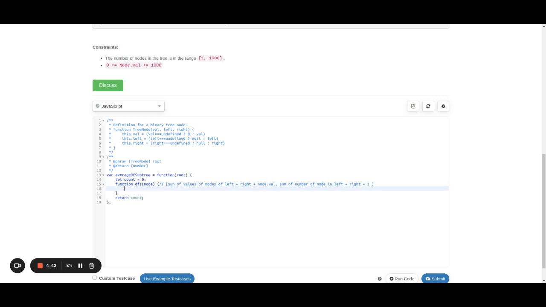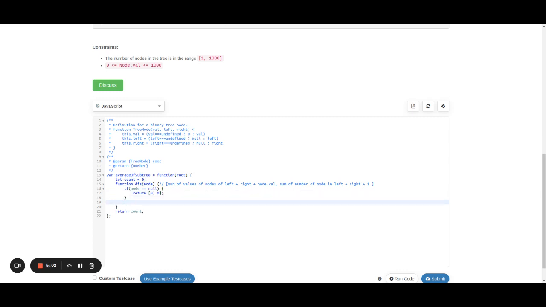Okay, now let's write a base condition, like when we should halt. In a tree, the base condition is always if node is equal to null. If node is null, then we are going to return sum as 0 and the number of nodes is also 0.